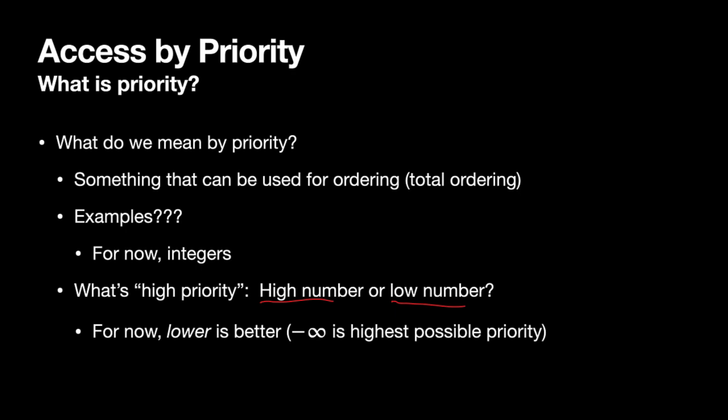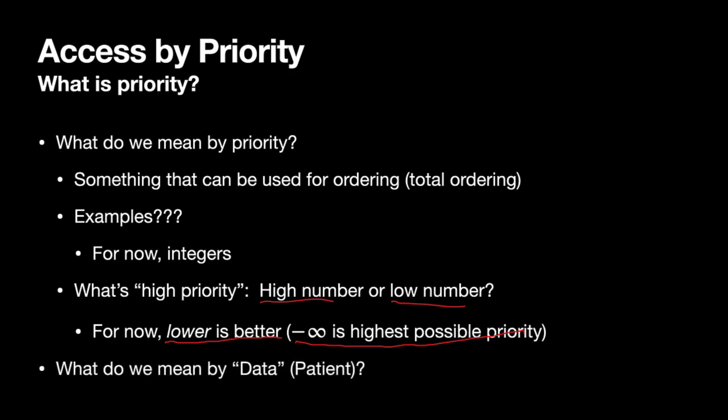Both of these alternatives occur in practice, and it's arbitrary which one we pick right now. But for now, we will stick with the idea of a lower number being better. That implies that negative infinity represents the highest possible priority that we could have. In this context, the concept of data represents the patient. So we'll have some sort of a bundle that would represent both the patient and their overall priority.